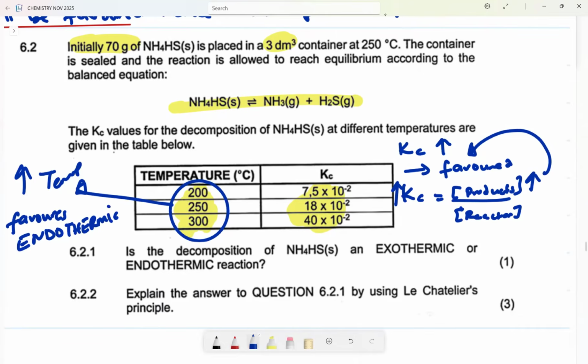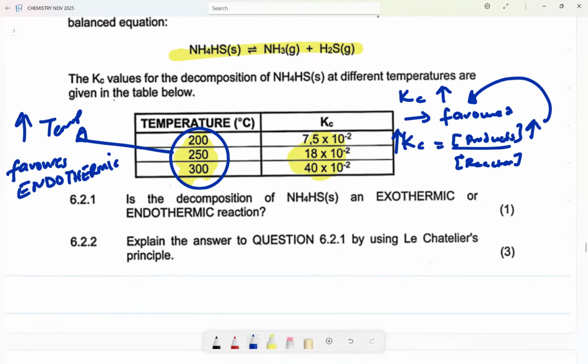So an increase in temperature favors the endothermic reaction, and then the Kc increases, it means the forward reaction is favored. So it means now the forward reaction is favored, endothermic reaction is favored. So it means the forward reaction is endothermic, since they're both favored. Okay. The question is, is the decomposition of NH4HS an exothermic or endothermic reaction? Well, the answer is endothermic.